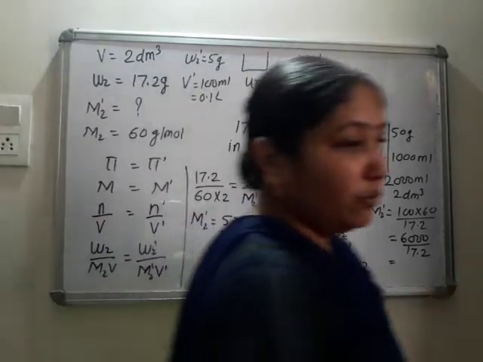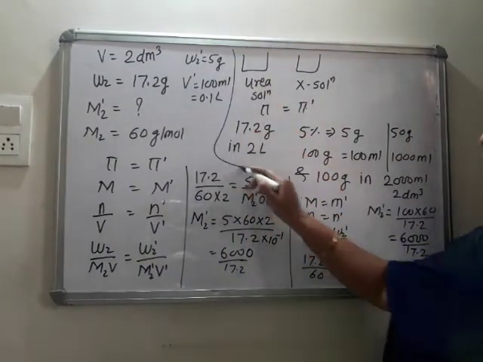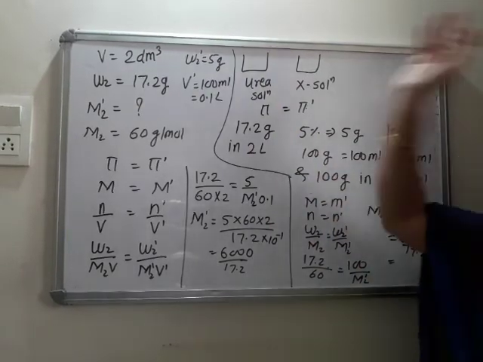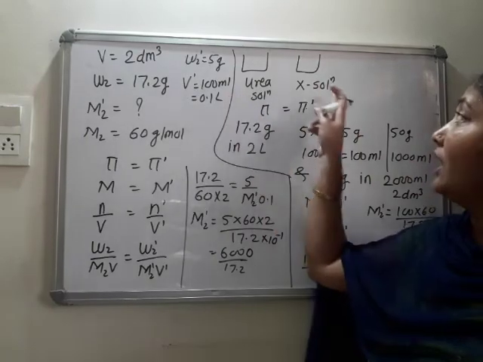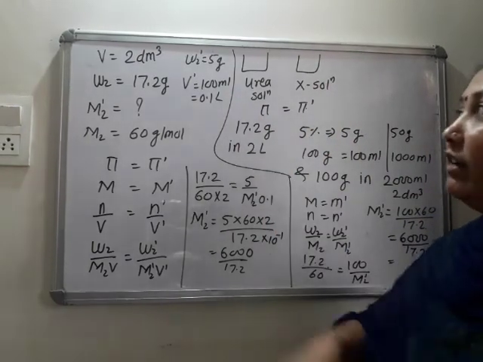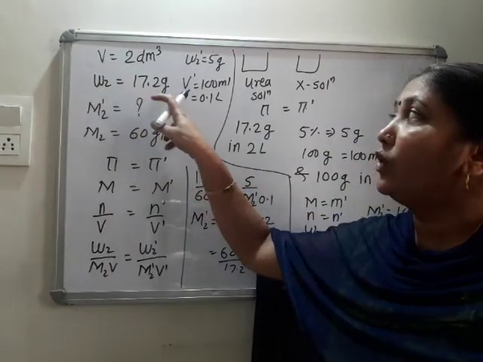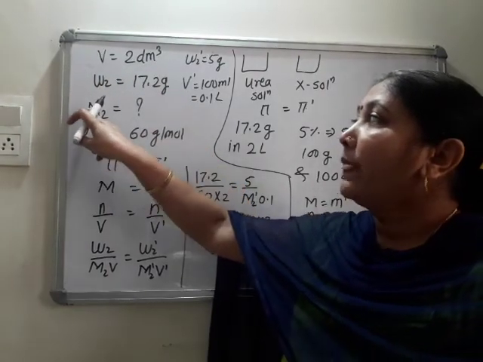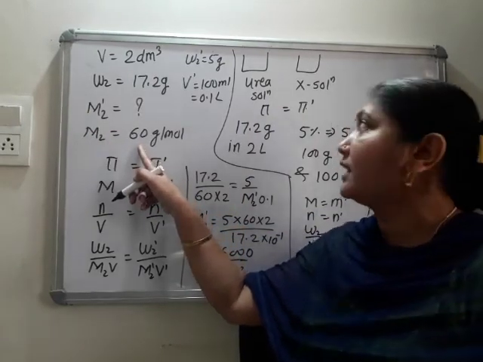One more time I will explain it. See, I told you two ways to solve this. What is given? There are two solutions: one solution of urea, the other an unknown substance. The volume of the urea solution is 2 liter, weight is 17.2 gram. The molar mass of the unknown we have to find. Molar mass of urea is given, 60.